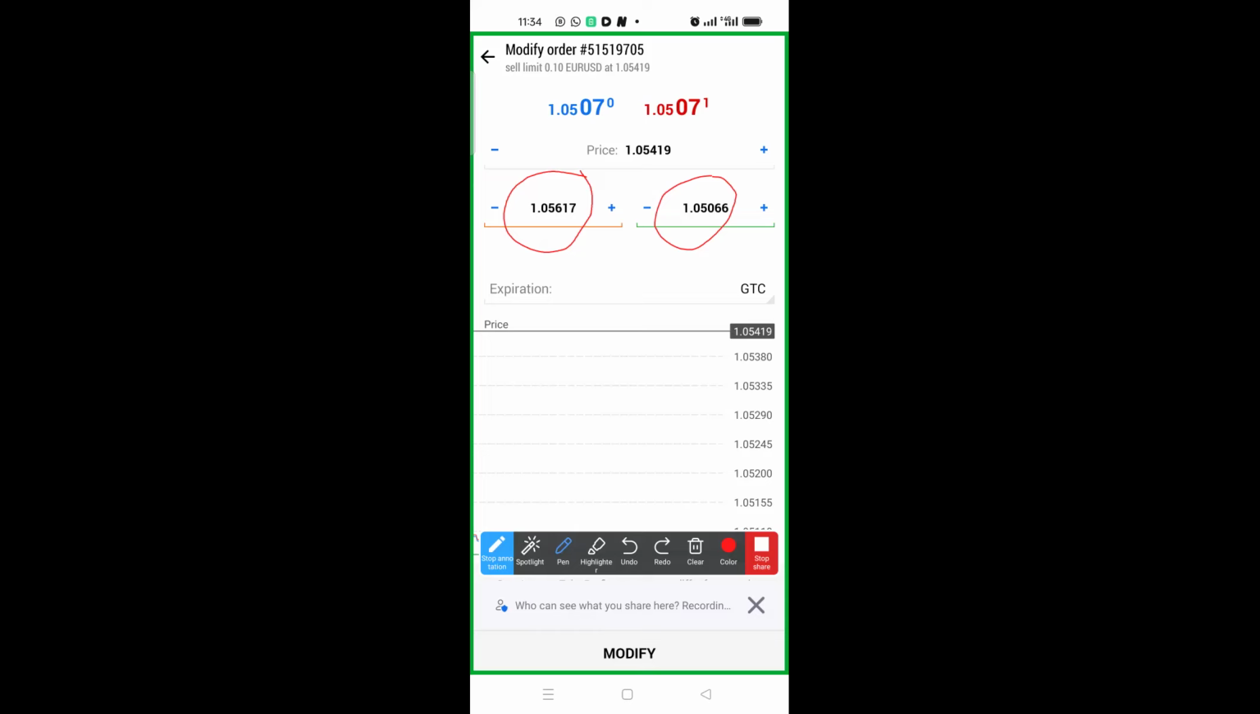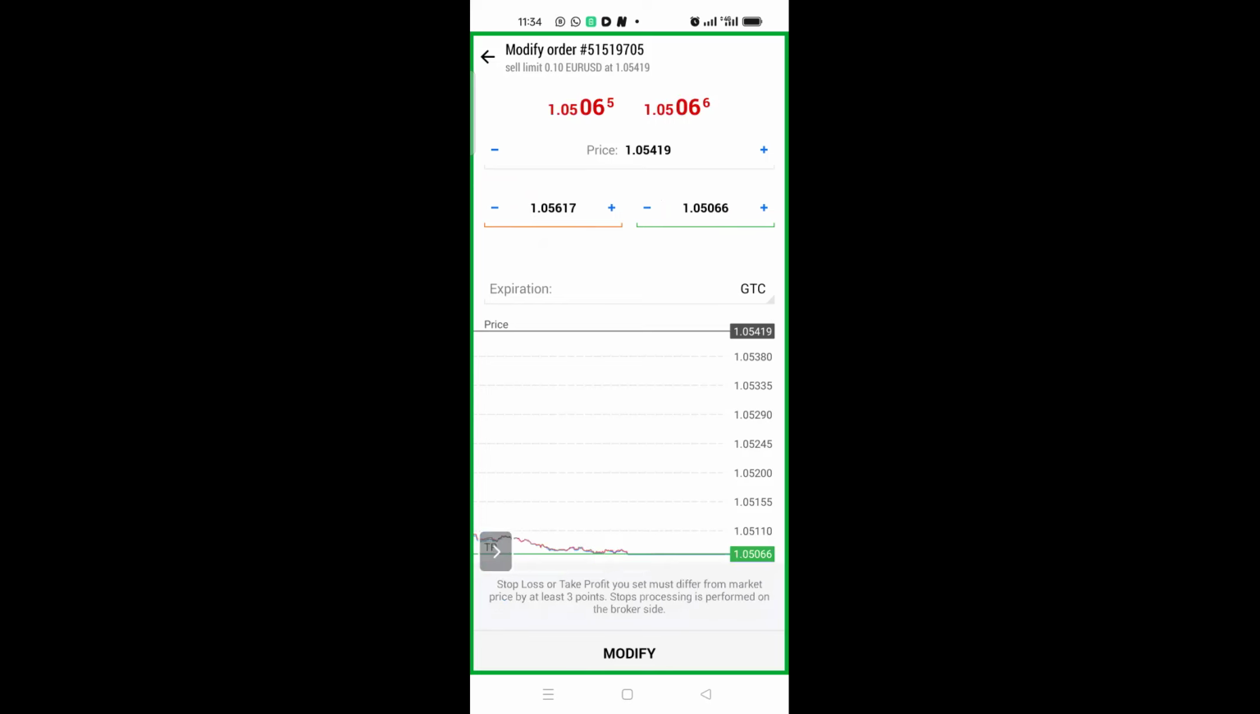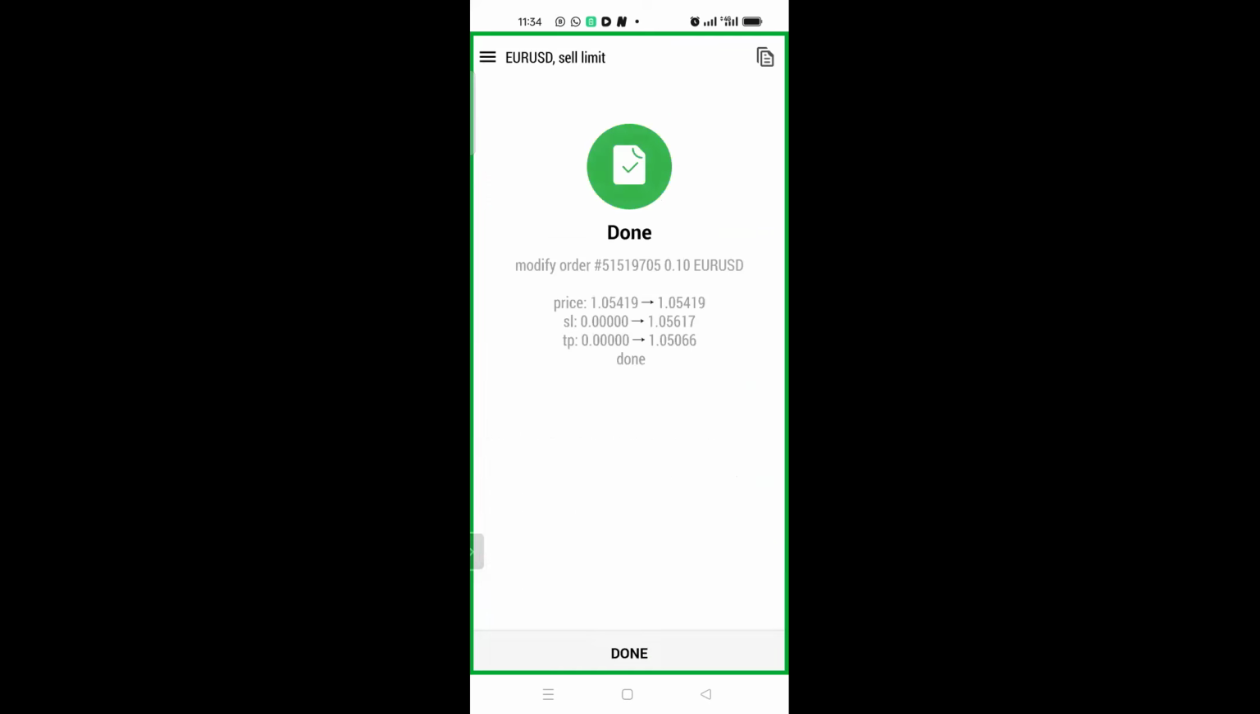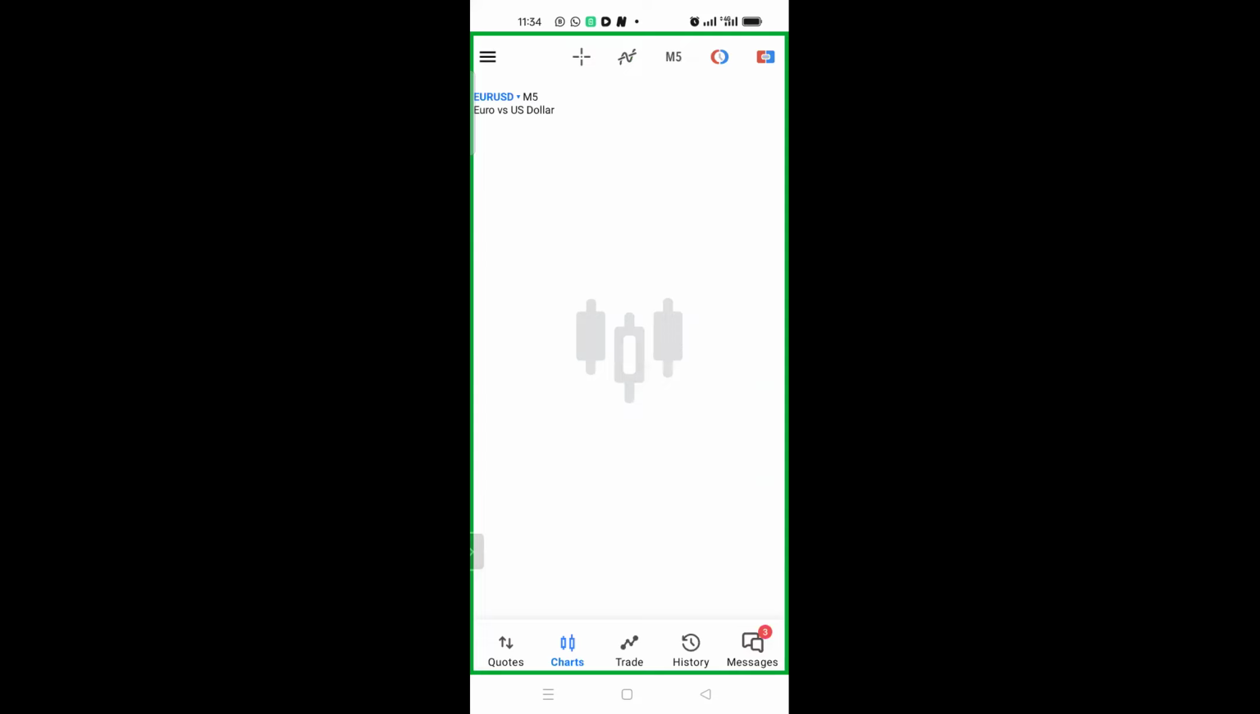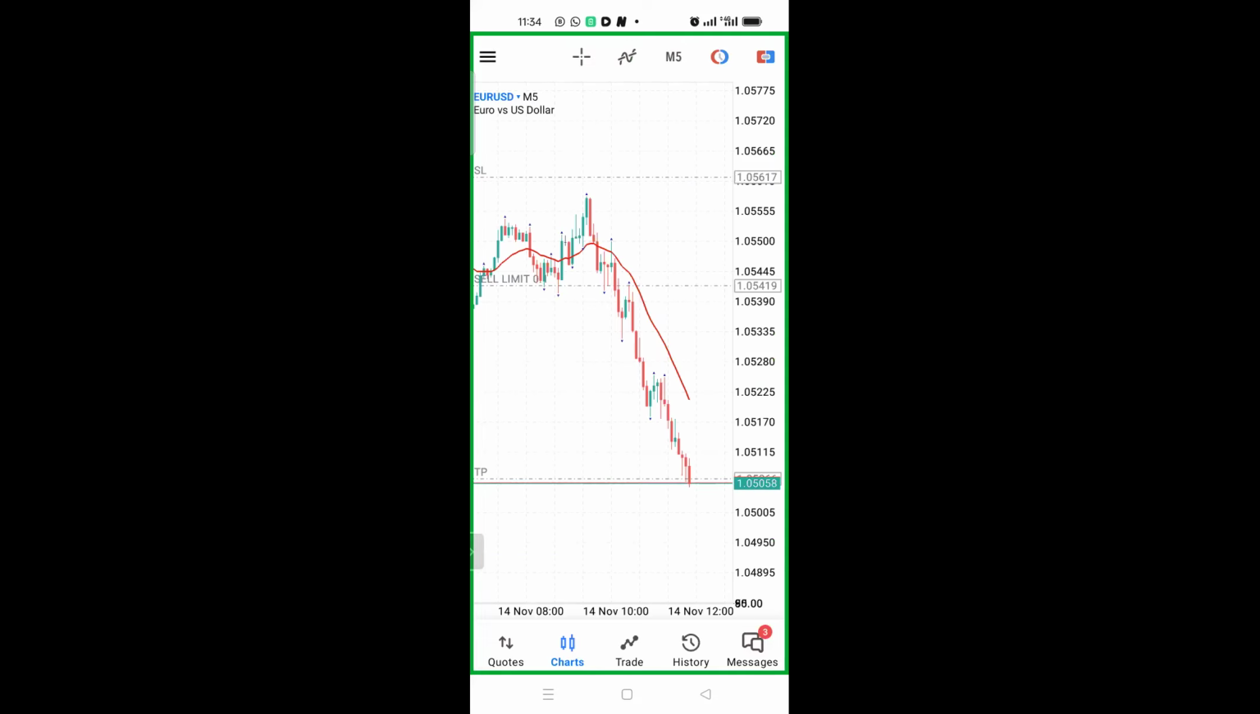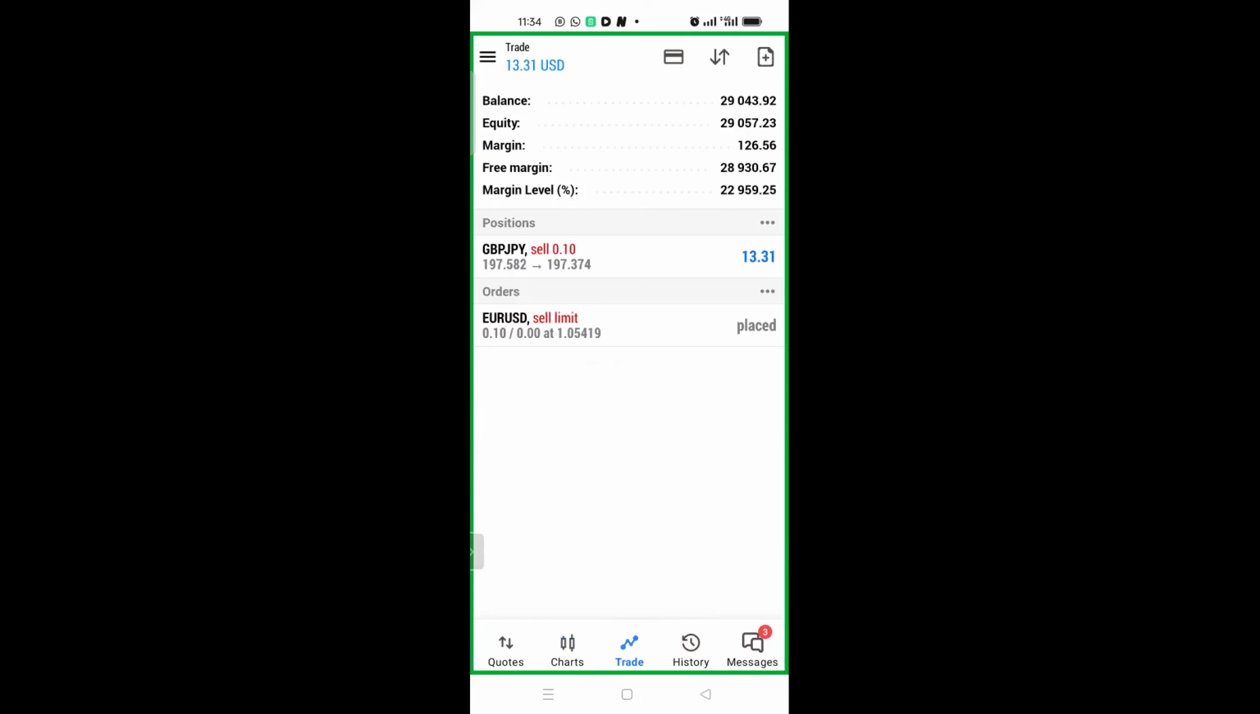So these are the parameters now. You have entered them. All you need to do is come here and click modify. You can see modify at the very bottom. Click modify. Done. It has been modified. So your trade is modified. This is how to place sell limits.